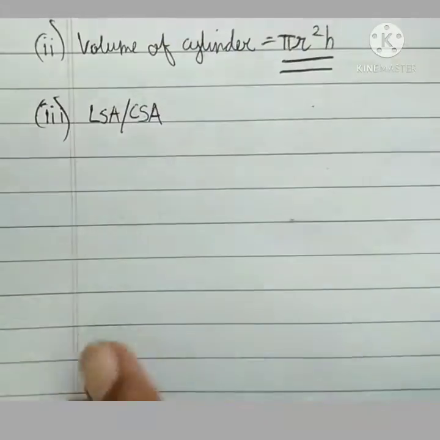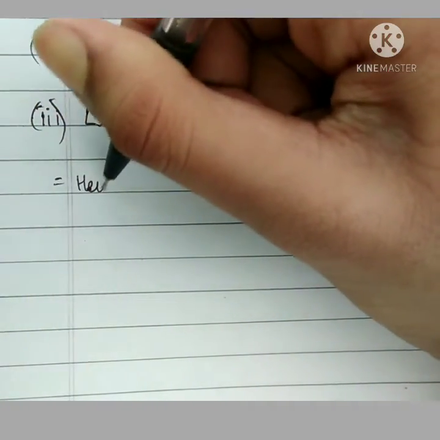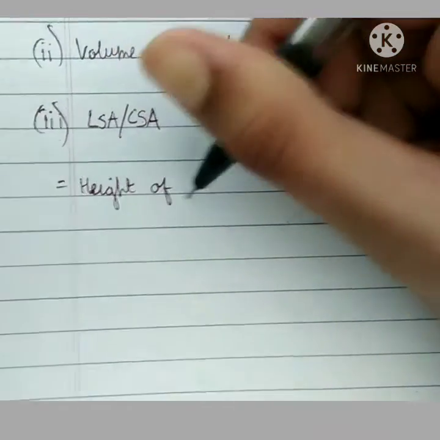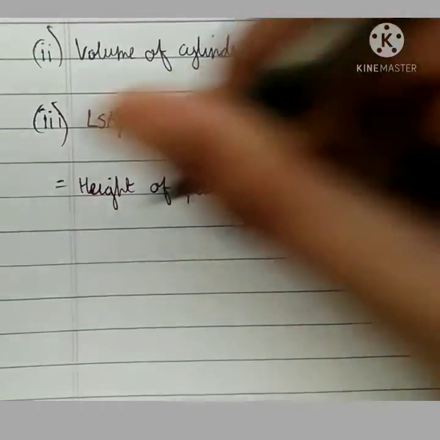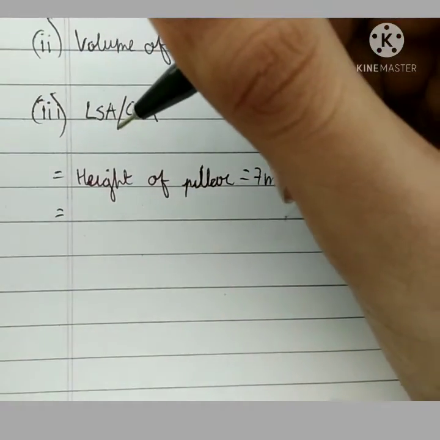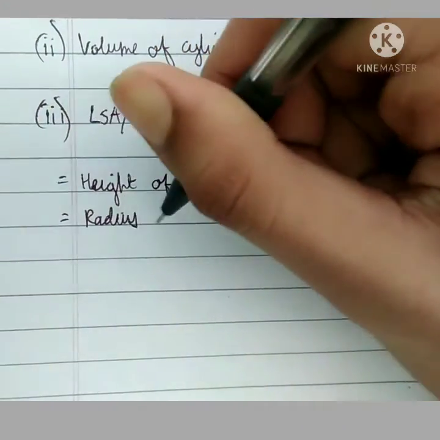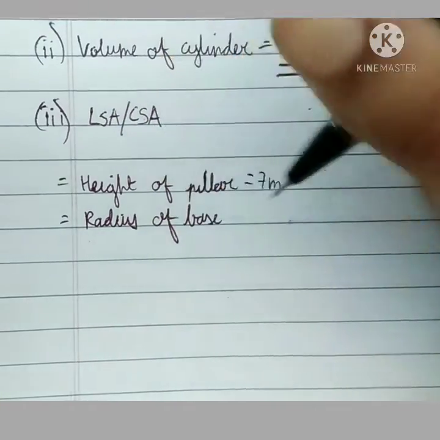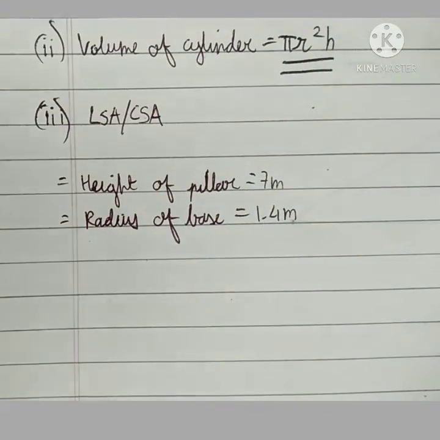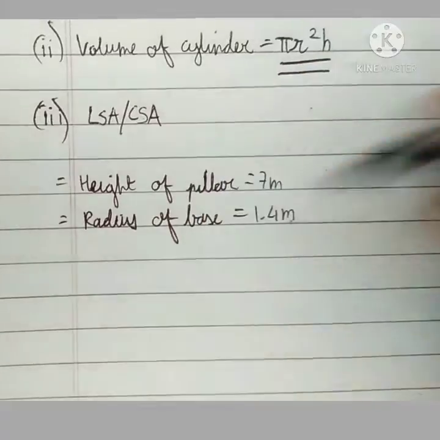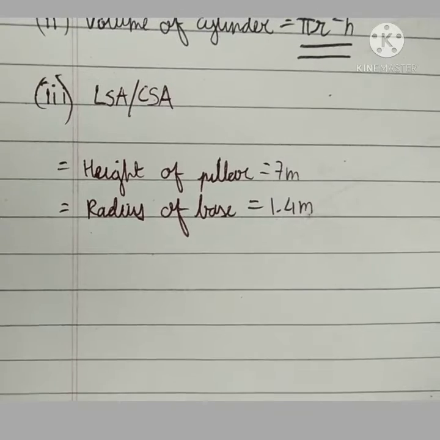Okay, there are two pillars. I have to find the lateral surface area and height of pillar. It is what? It is 7 meter. And it is saying, and radius of base. Radius of base is what? Saying 1.4 meter. Okay, I have to find the LSA of this kind of pillar who has height of 7 meter and it has the radius of the base as 1.4 meter.